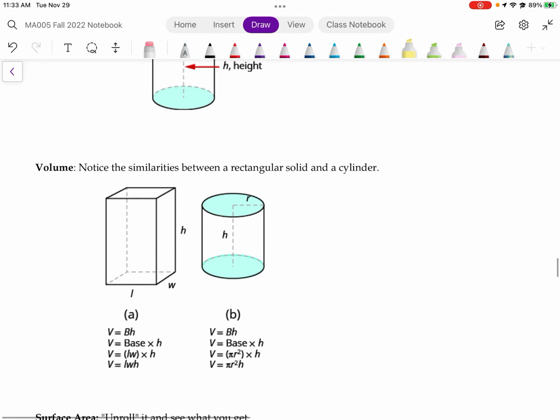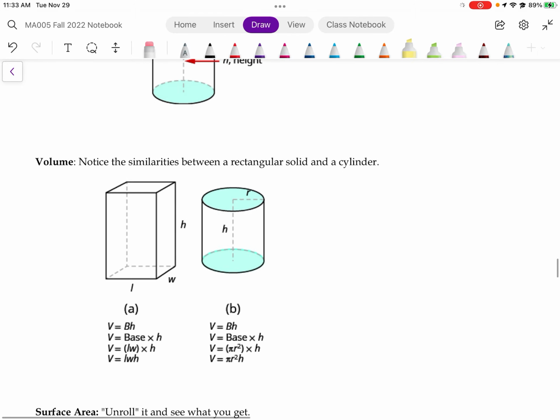Notice the similarities between a rectangular solid and a cylinder. So the area of the top times the height is going to give us the volume, right? So we get the base times the height. The base is length times width, times height. So the volume is length times width times height. We talked about that at the beginning.